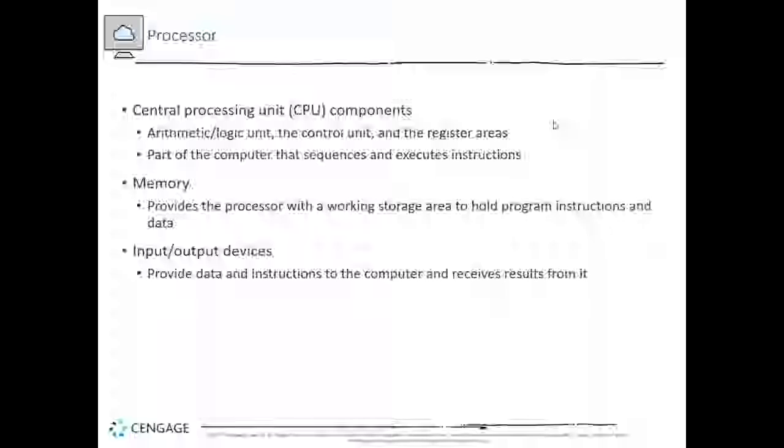Processor. The central processing unit, or CPU, has components including the arithmetic logic unit, the control unit, and the register area. It is the part of the computer that sequences and executes instructions. Memory provides the processor with a working storage area to hold program instructions and data. Input and output devices provide data and instructions to the computer and receive results from it.